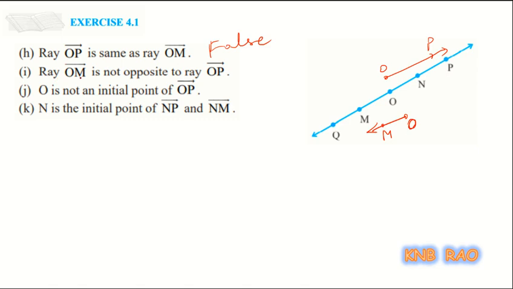Next, ray OM is opposite to ray OP. Yes, that is true. They are moving in opposite directions. You could see that. O is not an initial point. So, the starting point is also called the initial point. O is not an initial point of OP. It is false. O is the initial point. That is why it is written first. For the ray OP, O is the initial point. N is the initial point of NP and NM. Yes, true. They are initial points. That is why they are written first. For these two rays, N is the initial point.